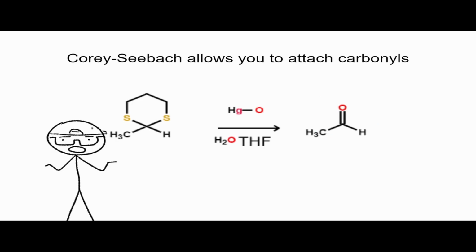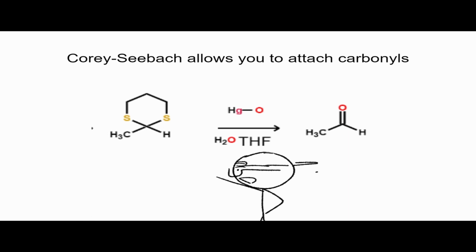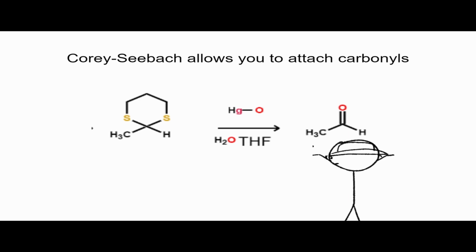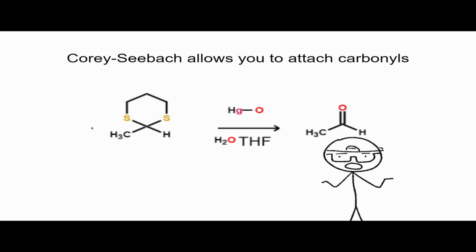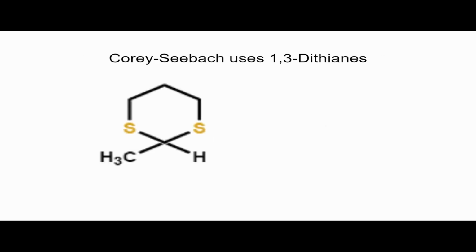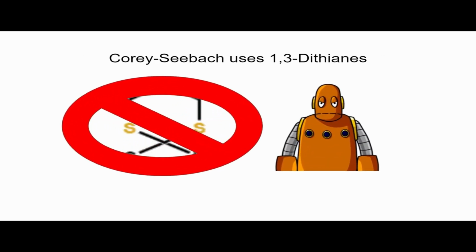And then using mercury along with water and THF, we can get ourselves back to that original aldehyde, which can, of course, be very useful. In this instance it's an aldehyde, but this can just get you back to carbonyls in general. So you can imagine that we can use this to attach carbonyls to our desired products. So this protecting group on its own is kind of lame. It doesn't do a whole lot just by itself.